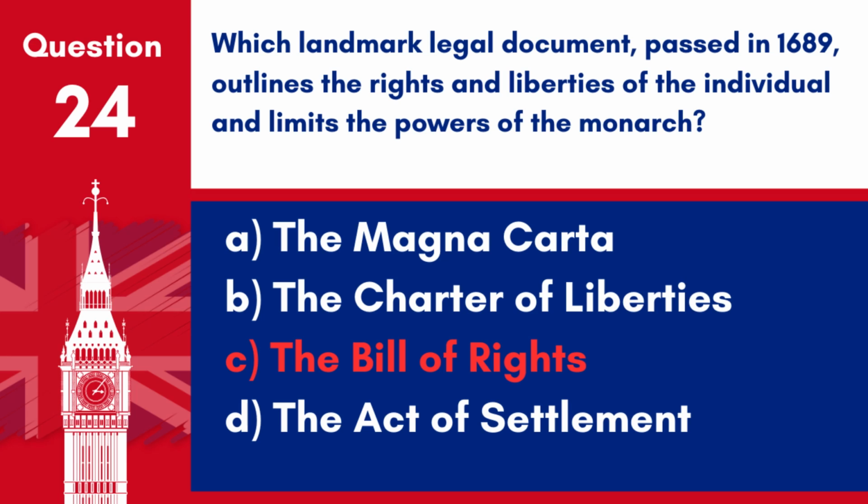Answer C. The Bill of Rights. The Bill of Rights, passed in 1689, outlines the rights and liberties of the individual and limits the powers of the monarch, establishing a constitutional monarchy.